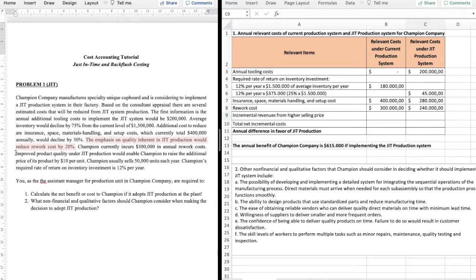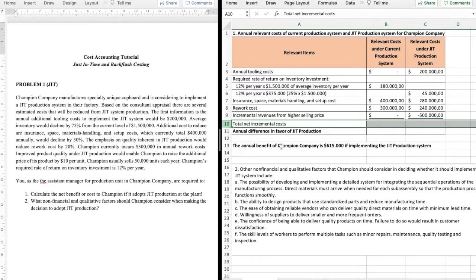And last is about the price. So improved product quality under JIT production would enable Champion to raise the price of its product by $10 per unit. And Champion usually sells 50,000 units each year. In the current production system, we can fill with zero since there is no incremental revenue, but in the JIT system, the incremental revenue is the additional price multiplied with the units that are sold. That is $10 multiplied with 50,000.